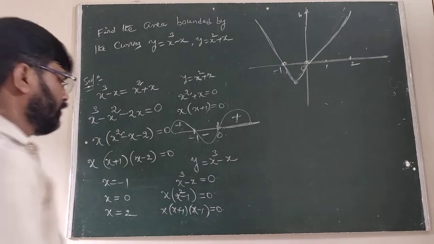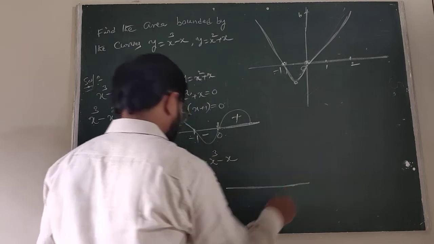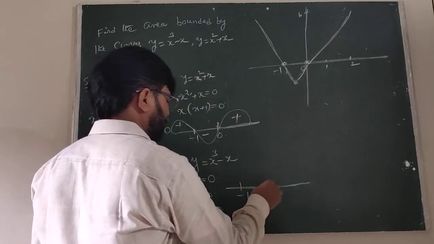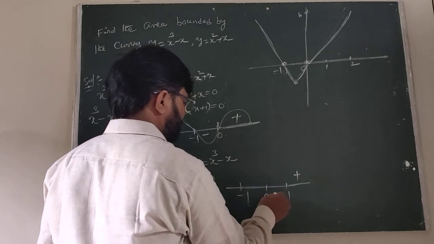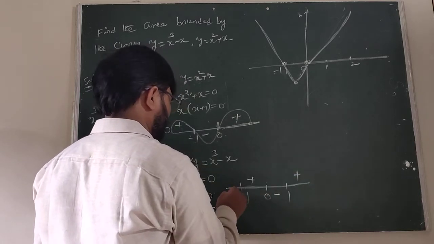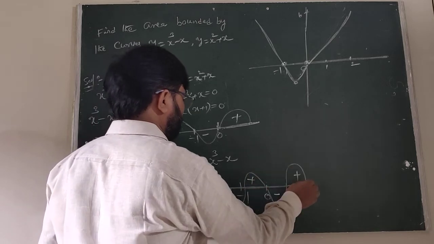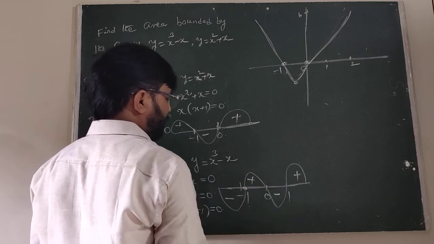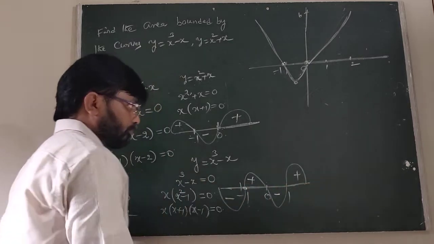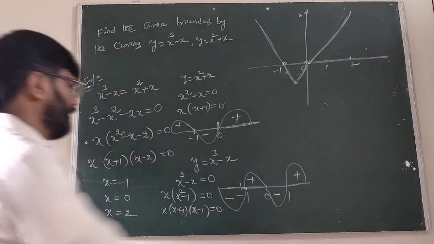Now we can apply the wavy curve method. First you can write minus 1, 0, 1, and we write plus, minus, plus, minus. Therefore, dear students, we can write like this. So here it is positive between minus 1 to 0 and 1 above, and negative toward minus infinity.